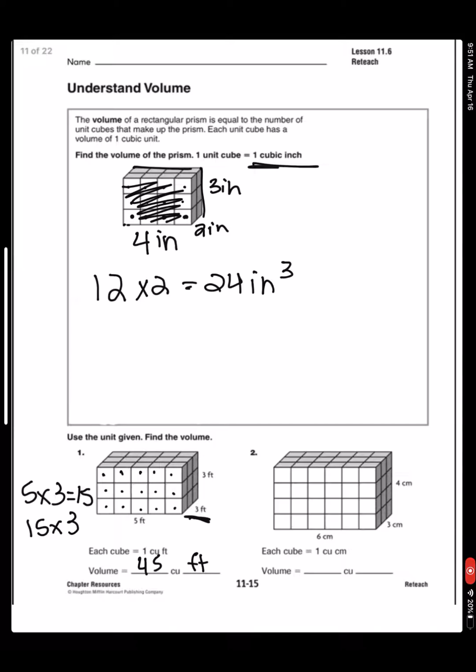Number 2, we're going to do the same exact thing. We can count, or you can look at your length times your height. You can do 6 times 4, which is 24. And then you're going to see how many rows of 24 are there. You can see by your width that there are 3 of them. So 24 times 3. Go ahead and solve that yourself. And you should end up with 72 cubic centimeters. You want to look at that label.